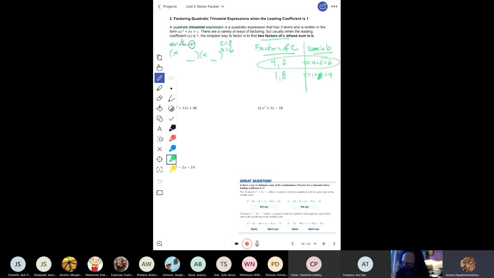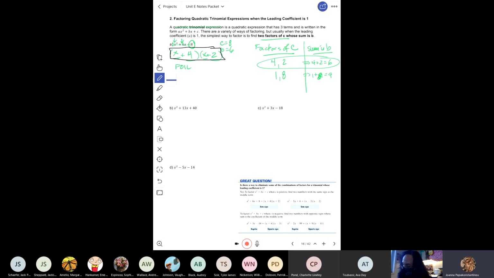So the first terms, if we remember how to FOIL, the first terms have to multiply to give you this. Then the outer and the inner have to add to give you B. And then they have to multiply to give you C. So that would be your answer in factored form. If I were to FOIL that, I would get back my original quadratic trinomial. Okay, let's try the next one.